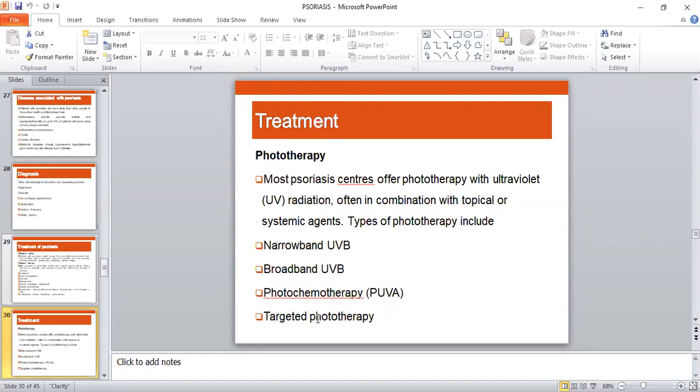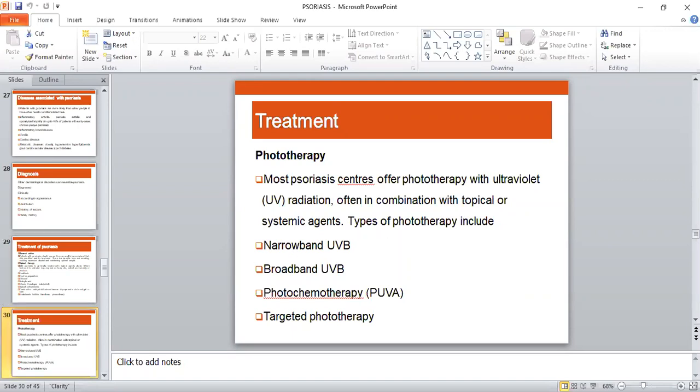Then we give them the drug psoralen with the UVA. Targeted phototherapy is basically where we have to target the area, and then we put them in the chamber for that period of time, and they get better with these phototherapies. They have to come back after a month or even 15 days, so they will get better with this phototherapy.